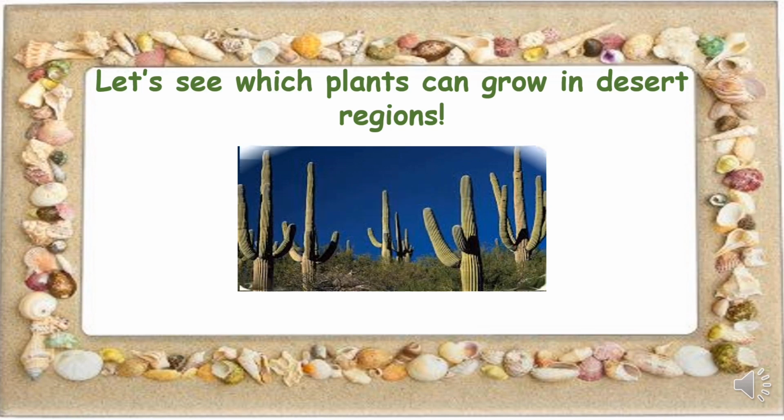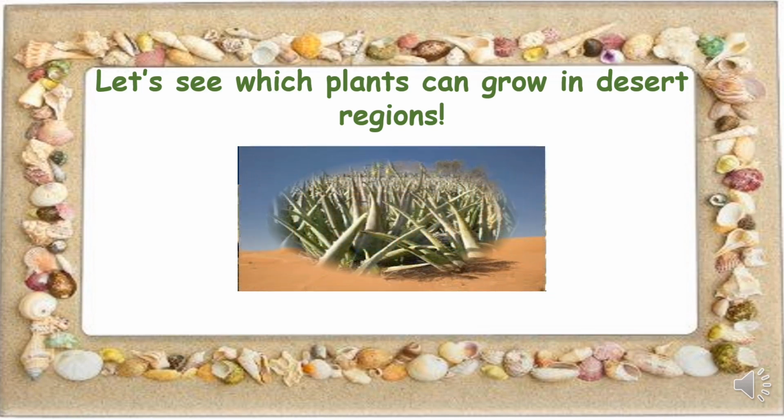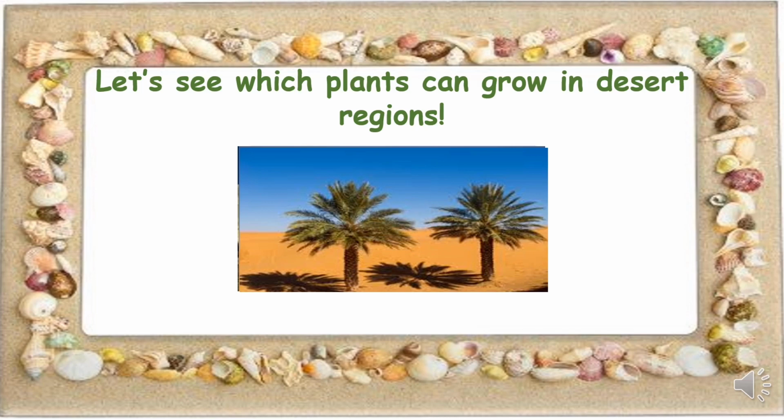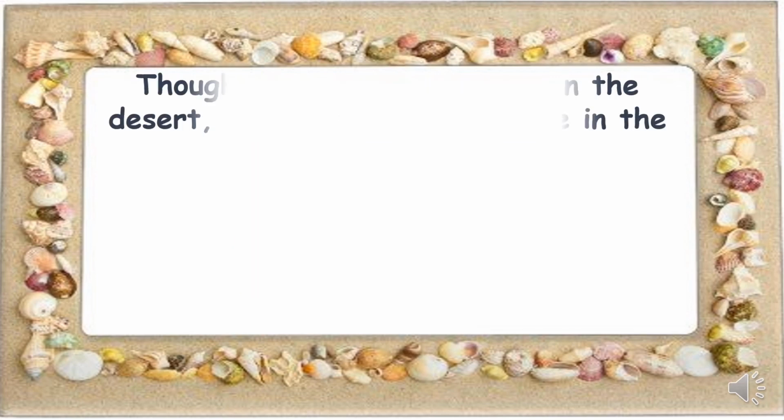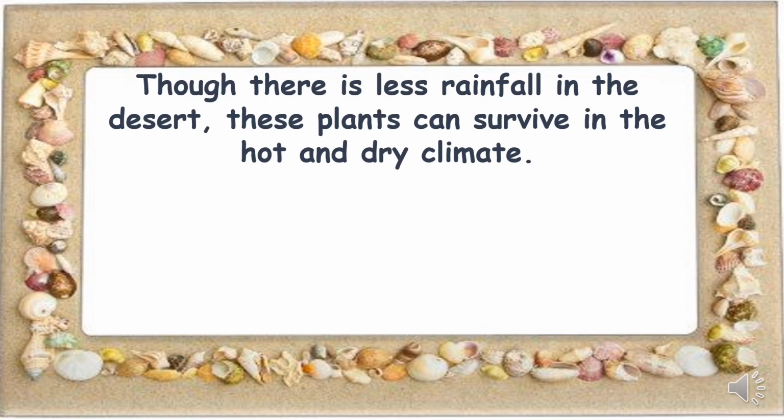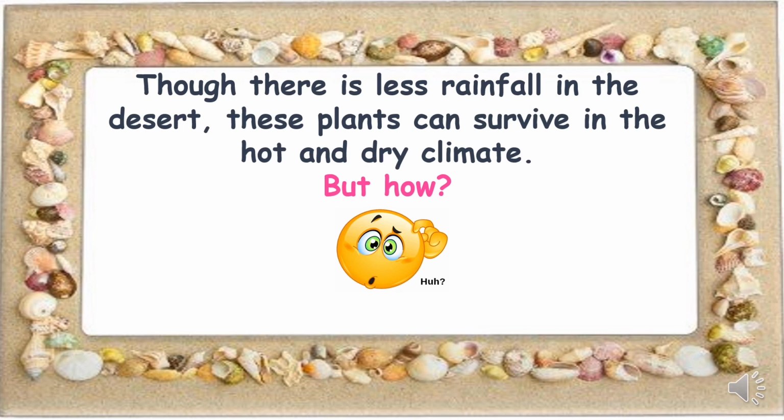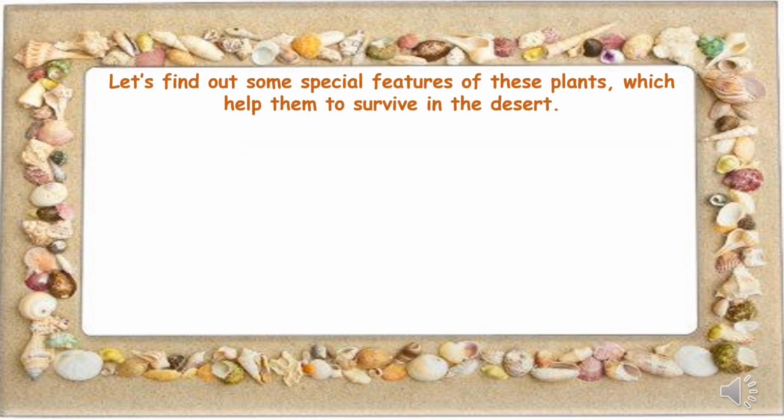Cactus, aloe vera, calf tree, date palm tree. Though there is less rainfall in the desert, these plants can survive in hot and dry climate. But how? Let's find out some special features of these plants which help them to survive in the desert.